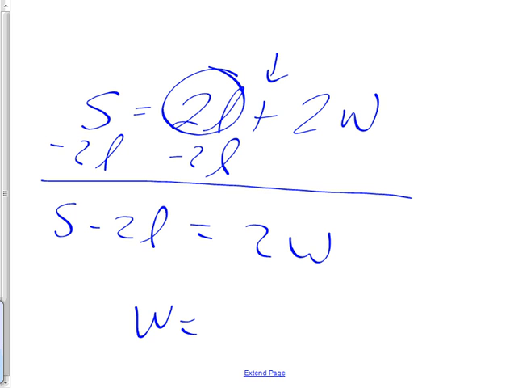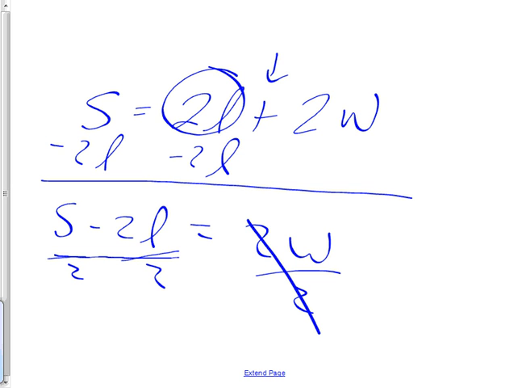Is W completely alone yet? No. Got to get rid of the what? So divide by 2. Divide by 2 here, divide by 2 here, divide by 2 there. And yes, you could have had one big divide by 2 there and it would have been okay. The 2's cancel. Get how W is alone? Here we go. All right, so W is equal to S over 2 minus 2L over 2. And if you wanted to put that all over 2, that'd be okay. It's the same thing.